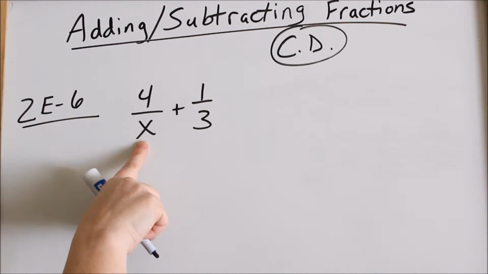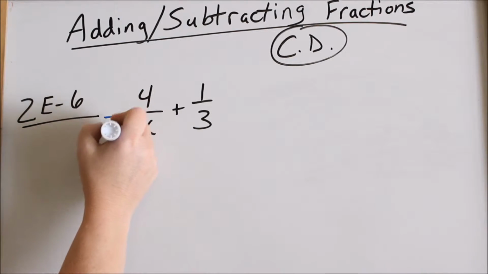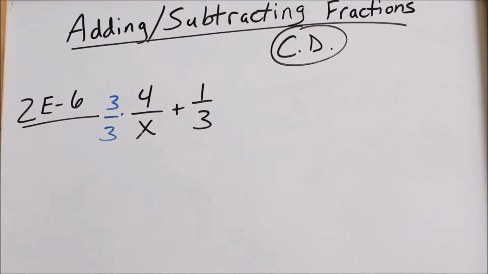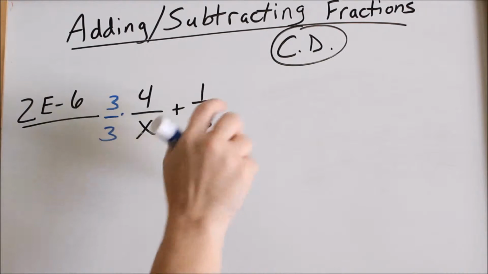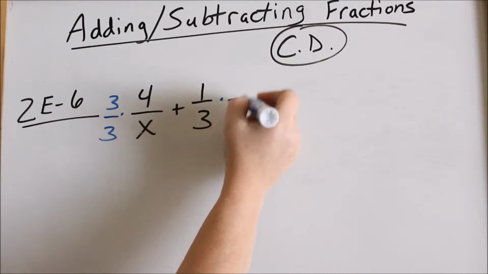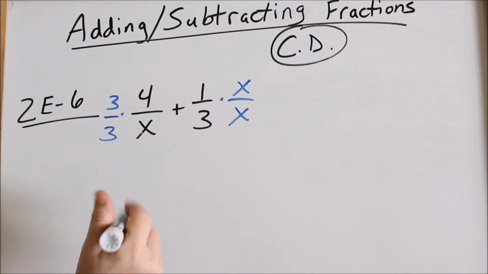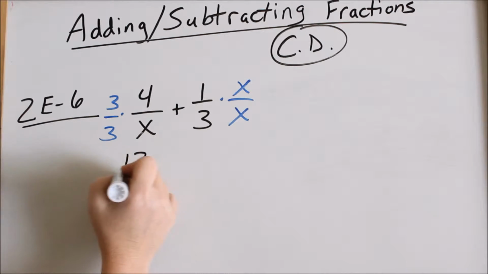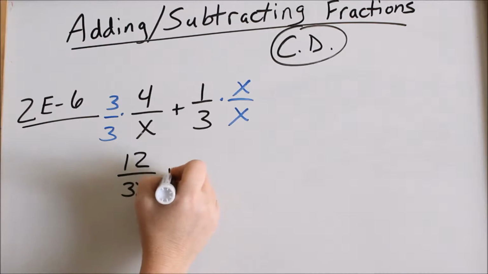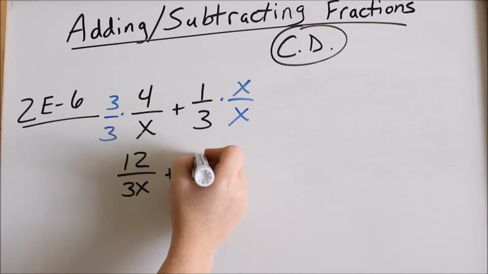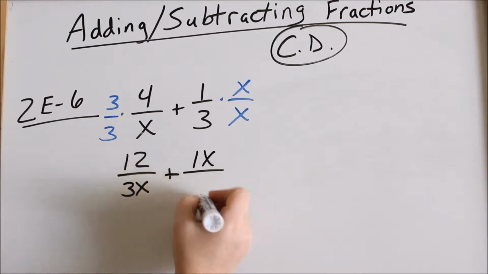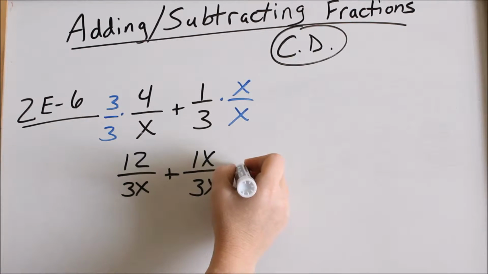So what do I need to multiply to this one? A 3. Means I need to multiply the numerator by 3. What do I need to multiply to this one? An x. Means I also have to multiply the numerator by x. So now my new fraction, multiplying numerator to numerator, denominator to denominator, would be 12 over 3x. This new fraction would be 1x, or just x, over 3x.